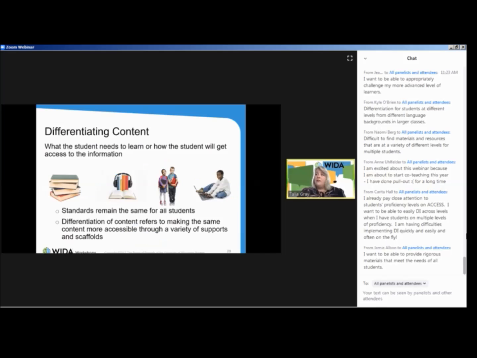Now, differentiating content is considering what the student needs to learn or how the student will get access to the information. Now, this first bullet point is very important. Standards remain the same for all students. All students have the same content standards, so we have to remember that when we're differentiating. Differentiation of content refers to making the same content more accessible through a variety of supports and scaffolds.